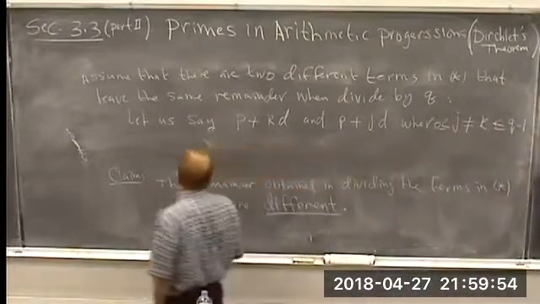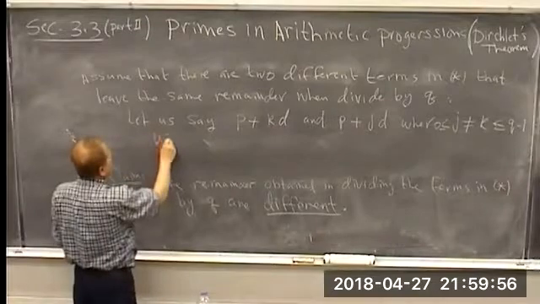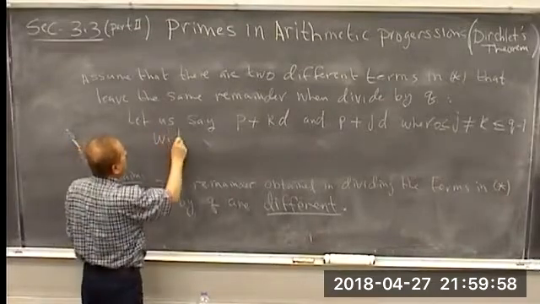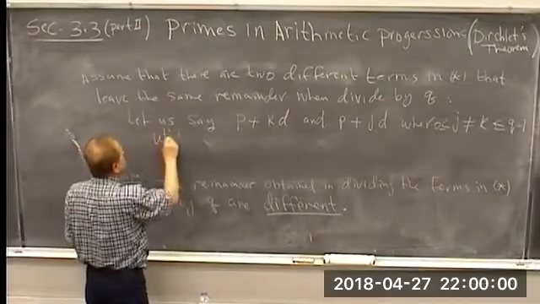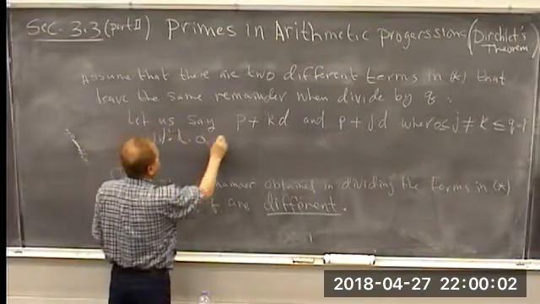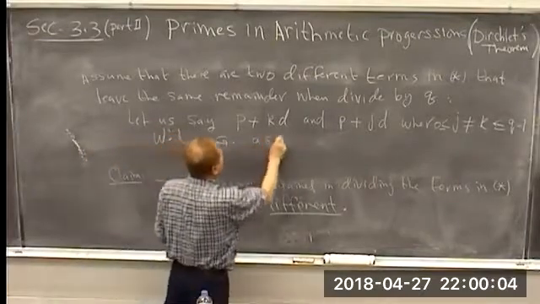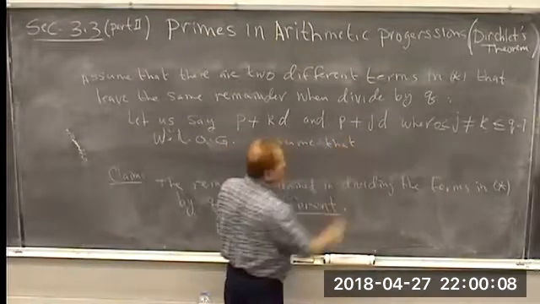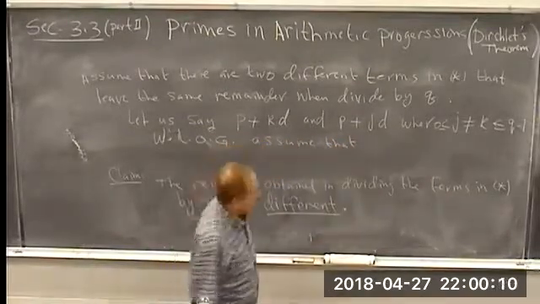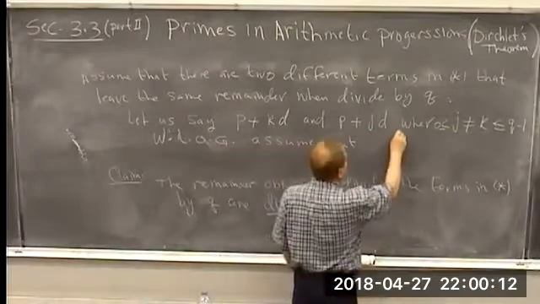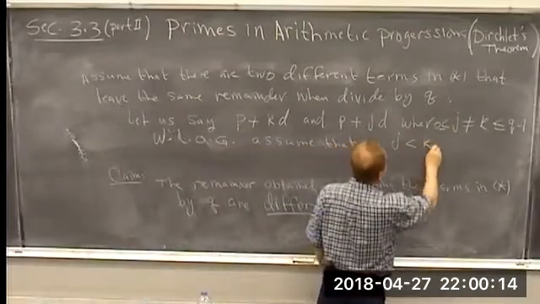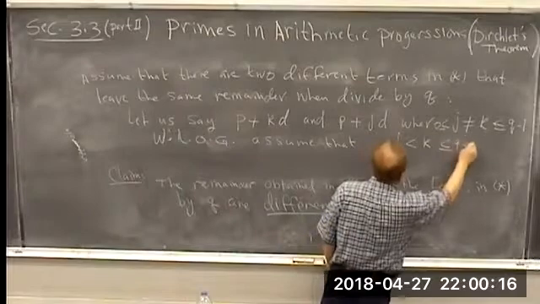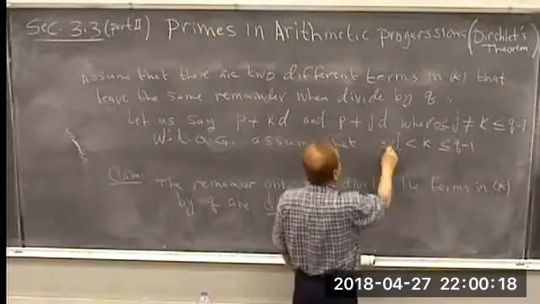All right? Without loss of generality, since they are not equal, let's assume that, let me see which one I wanted to say, J is smaller than K, with both between 0 and Q minus 1.